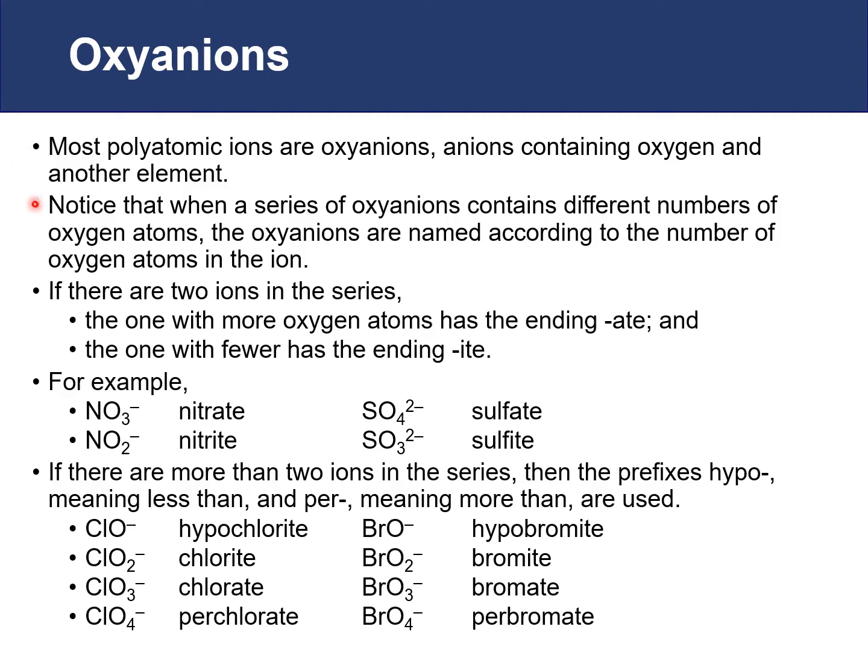Notice when we're looking at a particular series that when a series of oxyanions contain a different number of oxygen atoms, the oxyanions are named according to the number of oxygen atoms in the ion. If the series consists of only two ions, then the species that has more oxygens will take on the ate ending to the name, and the one with fewer will be ite.